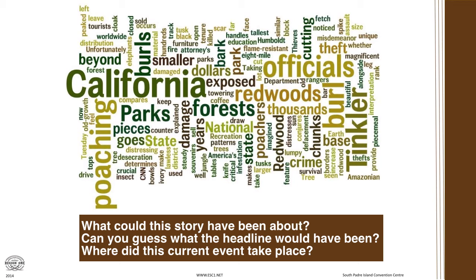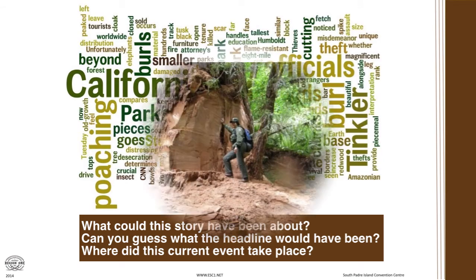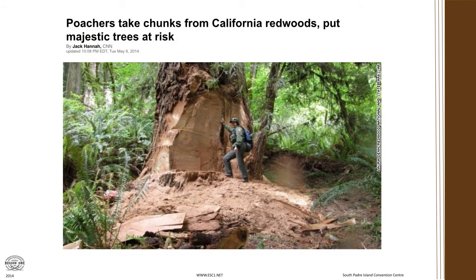Upon coming up with all of the answers, the teacher can then show what the CNN article looked like. In this case, those words related to poachers taking chunks from California redwoods, putting majestic trees at risk. And in this CNN article, it was also paired with a picture, which is an excellent visual in case students are not familiar with the words poachers and redwoods.